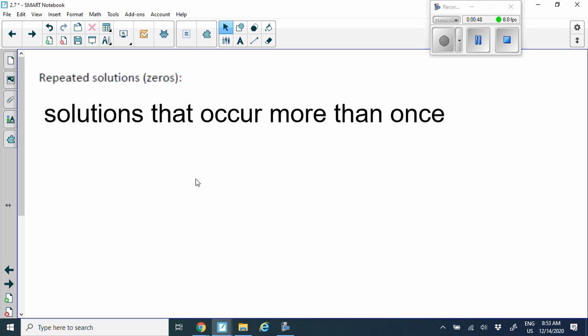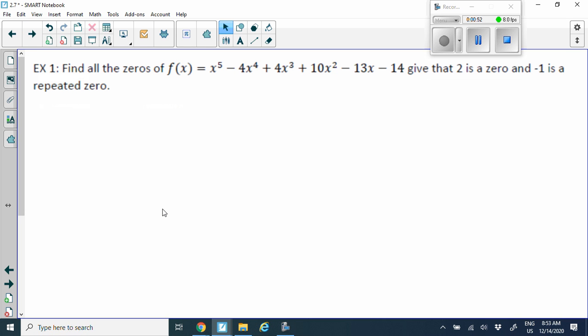So now we're going to go ahead and find our solutions. We're going to find all the zeros of f of x equals x to the 5th minus 4x to the 4th plus 4x cubed plus 2x squared minus 13x minus 14. That's a mouthful there. Given that 2 is a zero and -1 is a repeated zero.